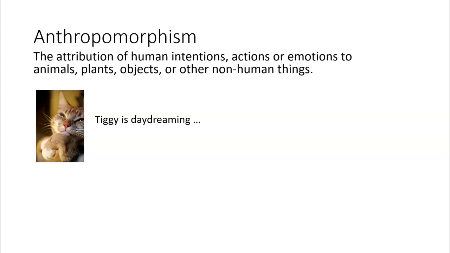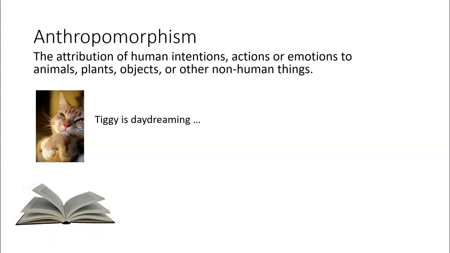But as far as we know, animals, with the exception of maybe dolphins, we don't know, don't have the ability for higher order thinking, to create stories in their own minds. So this is an example of anthropomorphism. As far as we understand, daydreaming is only a human characteristic, so applying it to an animal is an example.